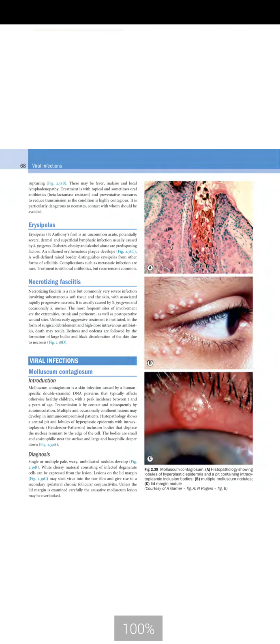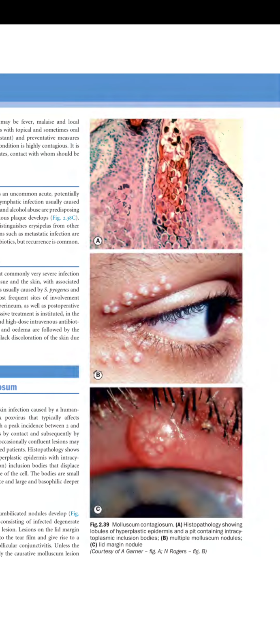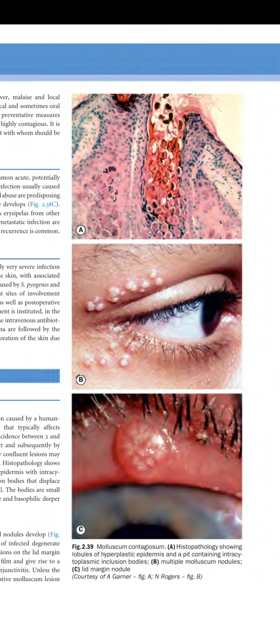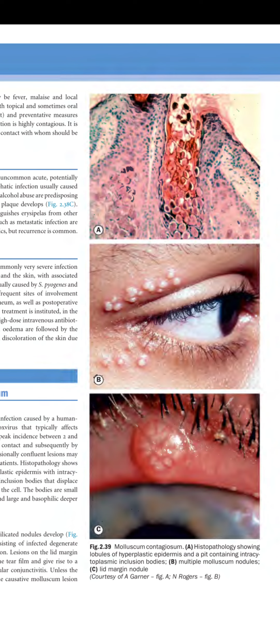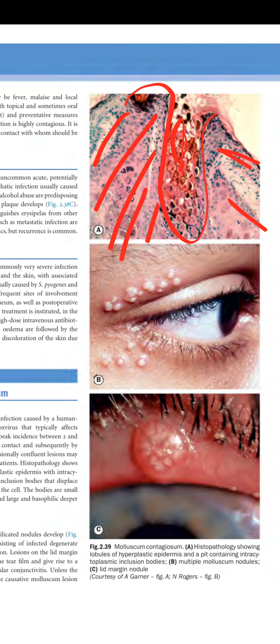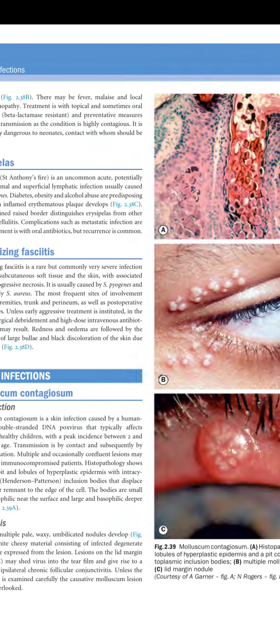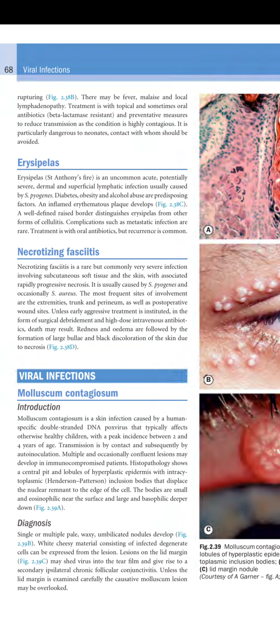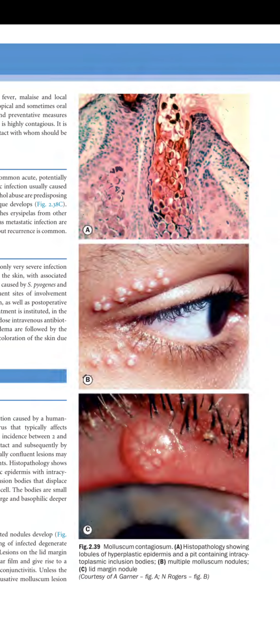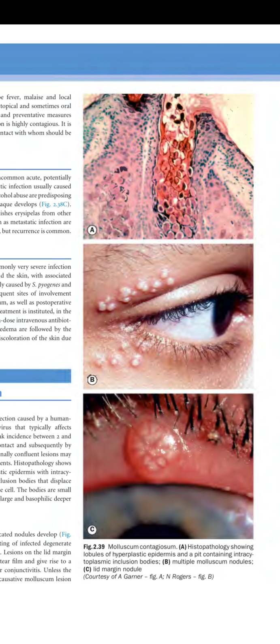So you can see figure 2.39. It is showing the histopathology showing a lobule of hyperplastic epidermis and a pit containing intracytoplasmic inclusion bodies. So this is a pit, and there is a hyperplastic epidermis, and these are the inclusion bodies. In the superficial part, it is eosinophilic near the surface, smaller, and deeper down it is basophilic and larger.